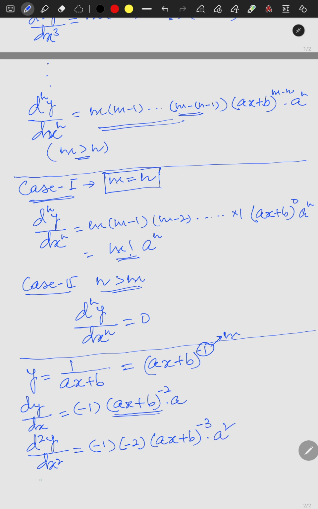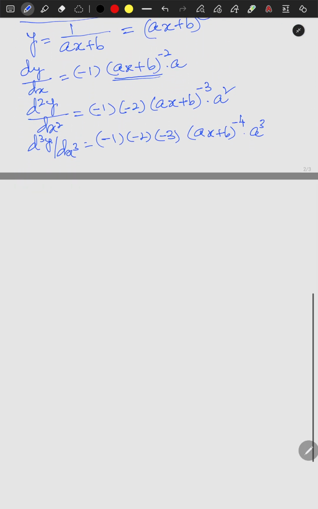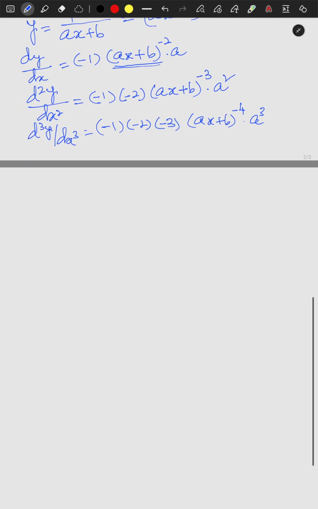a square. And next is d cube y over dx cube. So this is minus 1 minus 2 minus 3 times ax plus b to the power minus 4 times a cube. Okay, so this is the third order derivative. Now you can generalize this using these dy over dx, d2y over dx square, d cube y over dx cube. We can generalize this result for the nth order derivative.